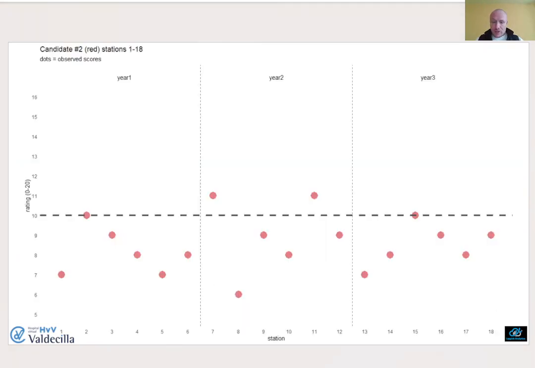Next, candidate number 2. This candidate has repeatedly demonstrated that the level is still considerably, at best at, but usually below the desired standard. I mean, it's repeatedly demonstrated performance that is considerably below what we saw also from candidate 1.